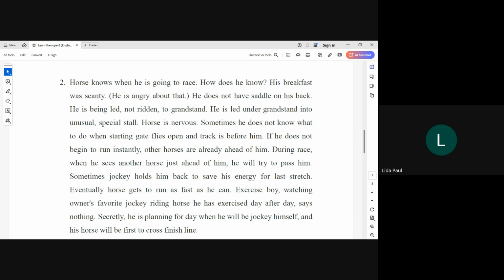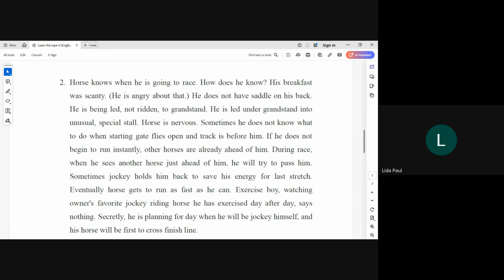Anything else there? He's led under the grandstand into an unusual special stall. An article was missing there: the grandstand and an unusual special stall. Right. Now, the next sentence.